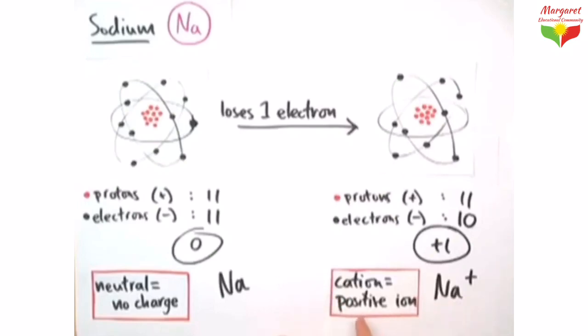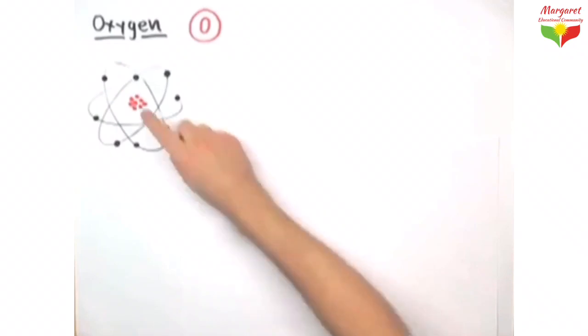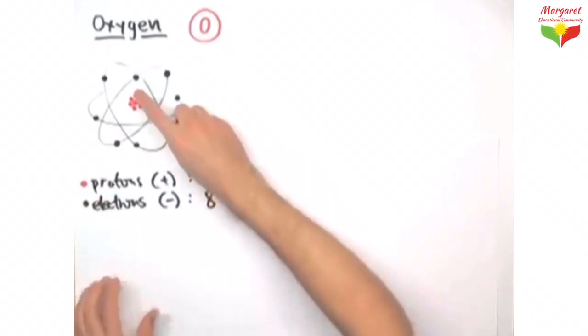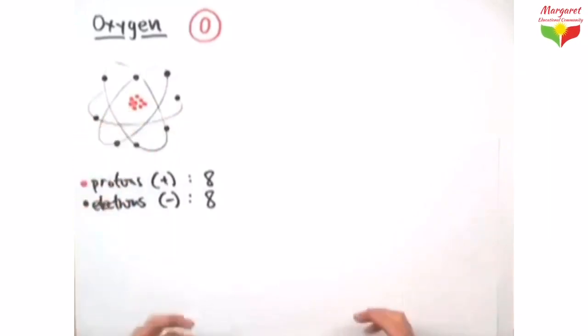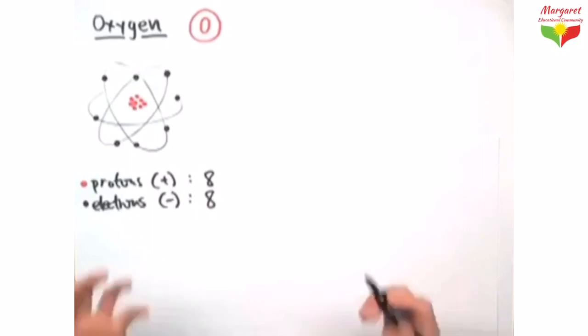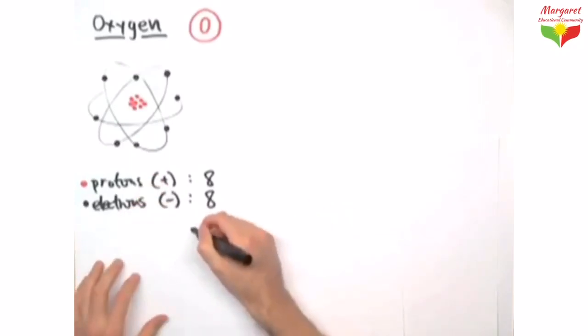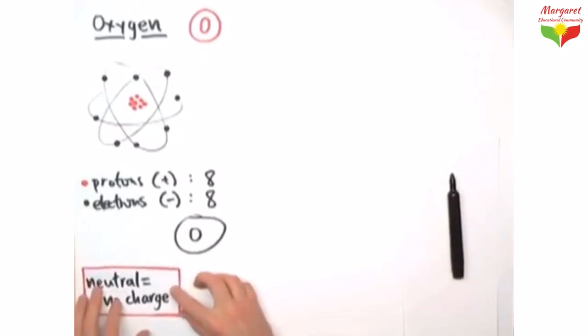Let me show you another example. So this is an atom of oxygen. The atom that's drawn here has 8 protons here in the nucleus and it has 8 electrons outside. So we have the same number of protons and electrons, which means that the total charge is balanced out. Plus and minus balance out. So we have a net charge of 0. And I can say that my oxygen atom is neutral.